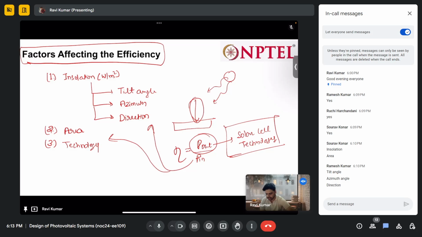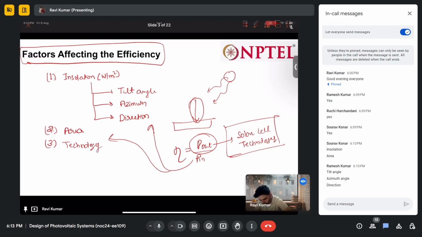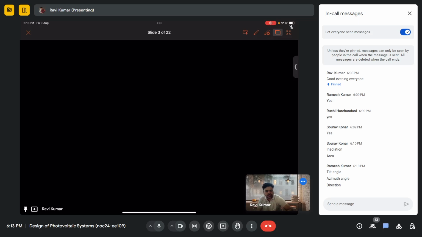Okay, see, I'll just tell you in brief. Let us assume we have a ball here, and you are standing at this place, let's say, and we have a torch. Light is coming like this.